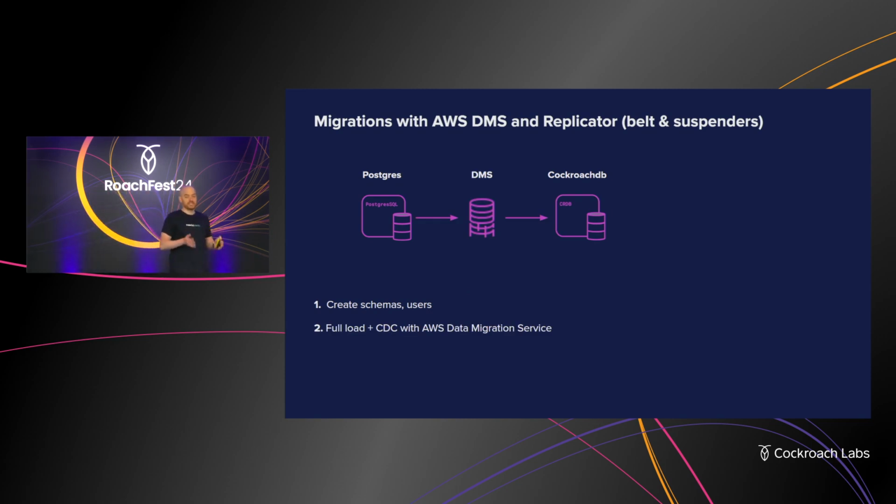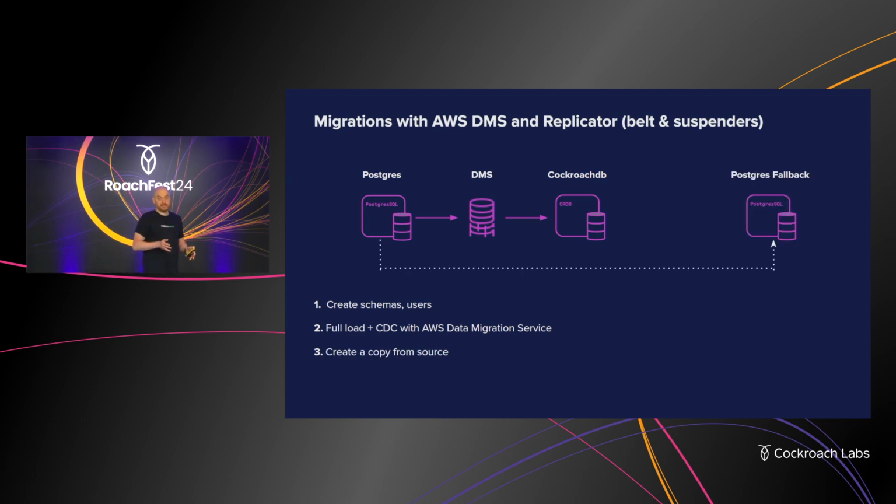So we use the DMS, the AWS Database Migration Service, and we use it for the full load of the data and also the ongoing changes. It's called CDC. But we want to make sure that the migration will move as smoothly as possible. And if in any case we have any issue, we want to fall back as fast as we can.